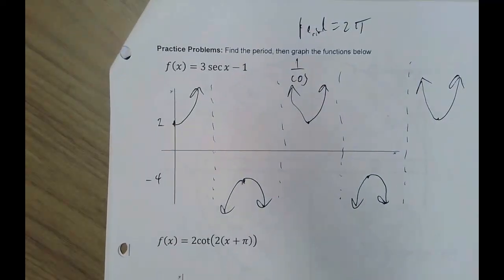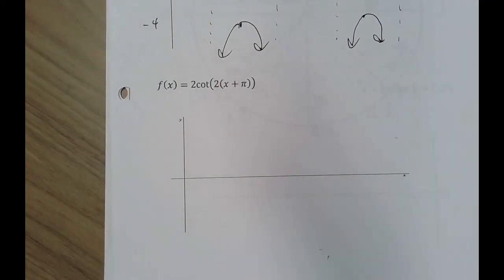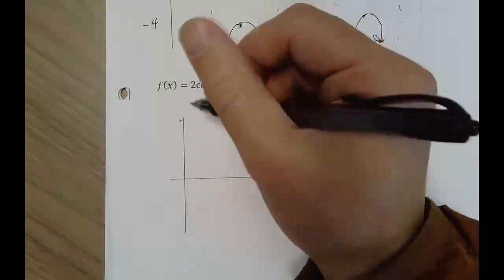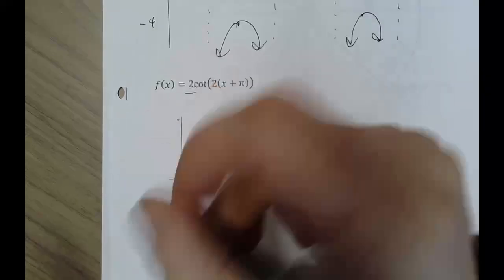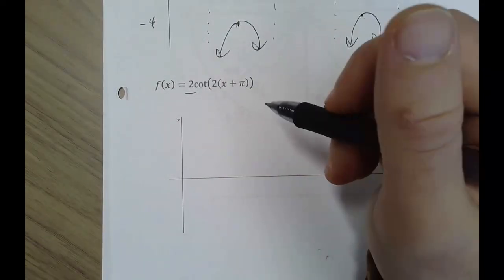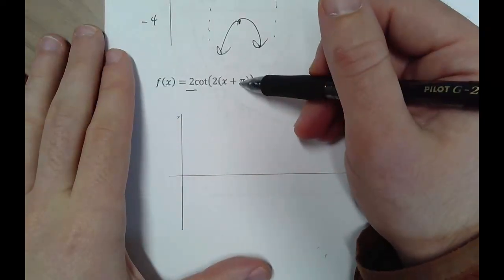Okay. Let's see the next one. 2 cotangent of parentheses x plus pi. Okay, so cotangent, it's got a vertical stretch of 2, which isn't going to really do much to cotangent other than just make those curves steeper. Let's go ahead and, well, we have some shifting here, so we've got to be a little careful.